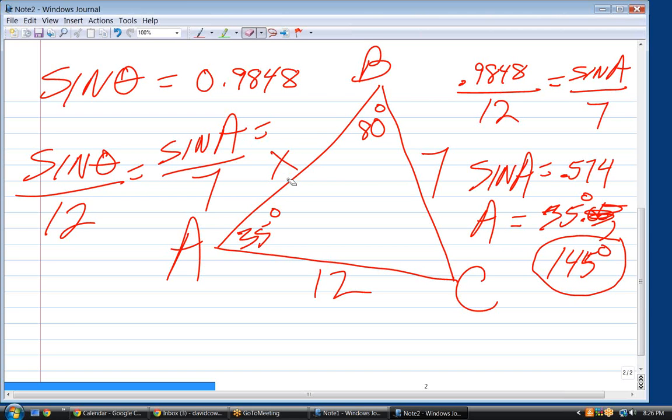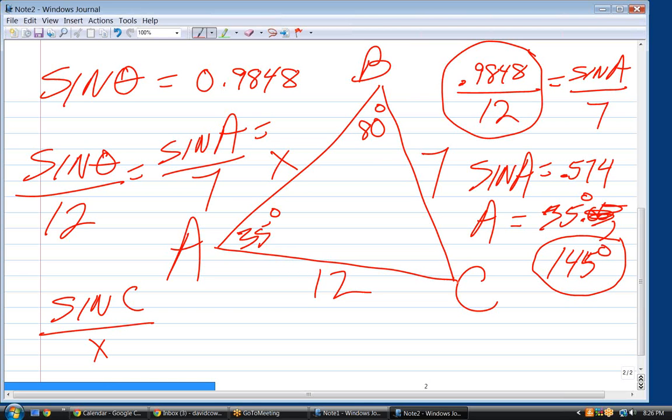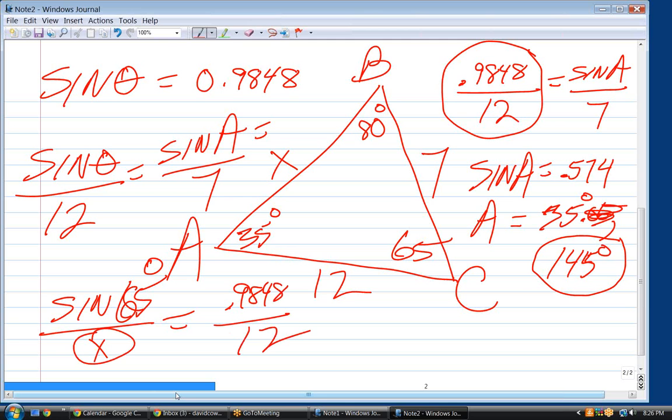And then to find x, I would just repeat the process. Well, now we know that this ratio is the standard ratio for this triangle, and that has to equal sine of C over X. Well, now we know what C is, 65. So it's the sine of 65 divided by x equals 0.9848 divided by 12. So you can easily solve for x.